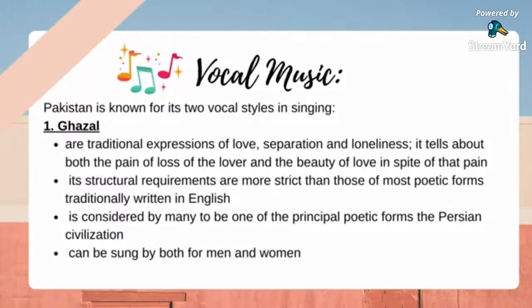1. Ghazal are traditional expressions of love, separation, and loneliness. It tells about both the pain of loss of the lover and the beauty of love in spite of that pain. Its structural requirements are more strict than those of most poetic forms traditionally written in English. It is considered by many to be one of the principal poetic forms of the Persian civilization and can be sung by both men and women.